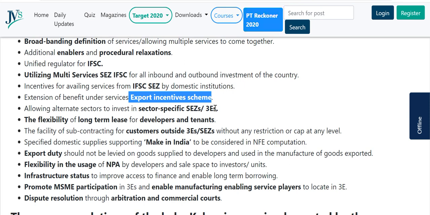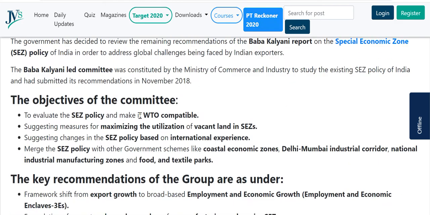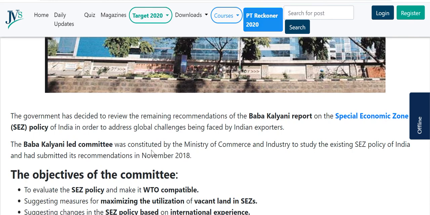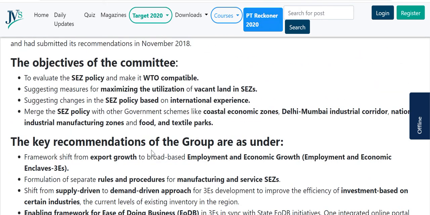sector-specific SEZ, or the 3 E's, sector-specific SEZ, or the centers for economic and employment growth, etc. So the flexibility of long-term lease for developers and tenants. SEZs are also known as employment and economic enclaves.